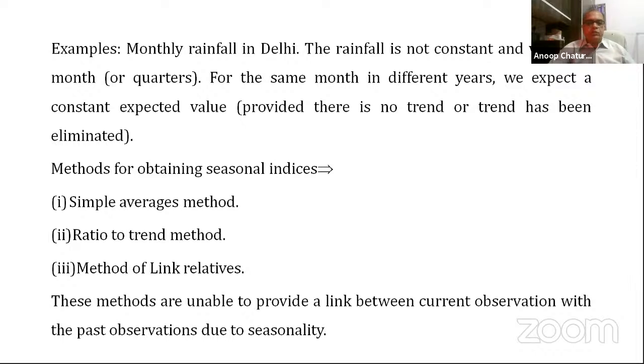Now, the problem with all these methods is that they are unable to provide a link between the current observation and the past observations due to seasonality. This is actually the basic difference between the classical approach of time series analysis and the Box-Jenkins approach. In the classical approach, we impose the 4 variations on your data. It has trend, it has seasonality, etc. In the Box-Jenkins approach, the observations evolve, or the current observation has a link with the past observations.